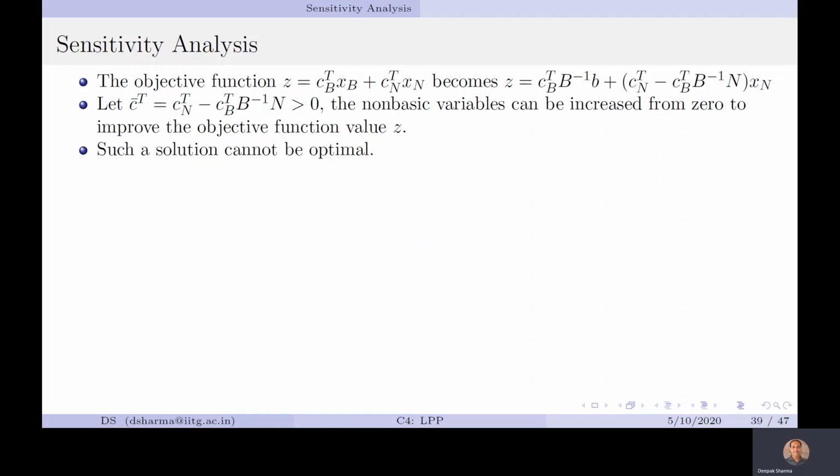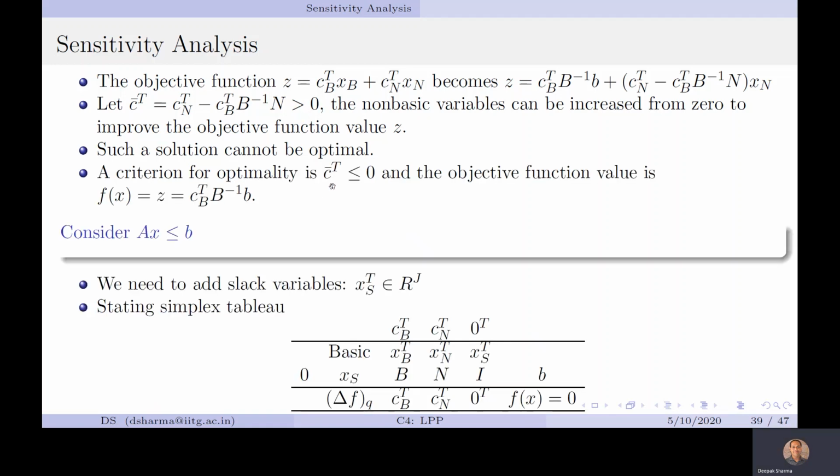So the optimality condition says that if the delta FQ value is positive, then there will be a non-basic variable that will become basic and enter into the table. So this is the same situation, the same condition we can see here.